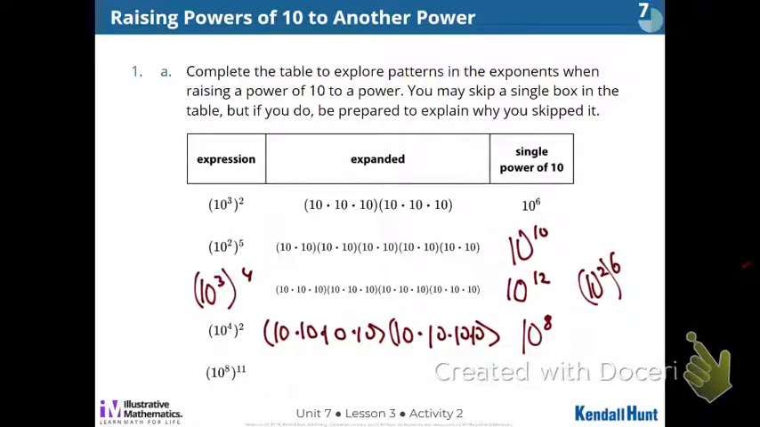Who's got another one for me to try by raising their hands? What's another combination I can get to 10 squared? Sean? 10 cubed to the 4th. We did that one, but it does work. Well, 10 to the 4th, yeah, 10 to the 4th cubed.